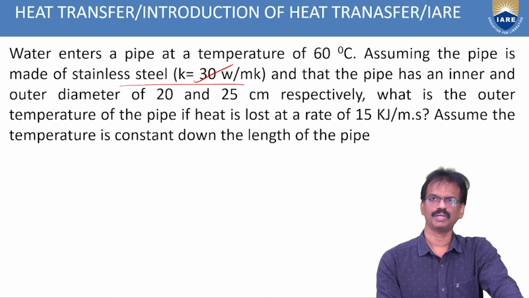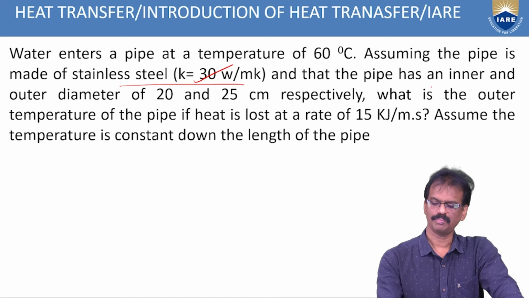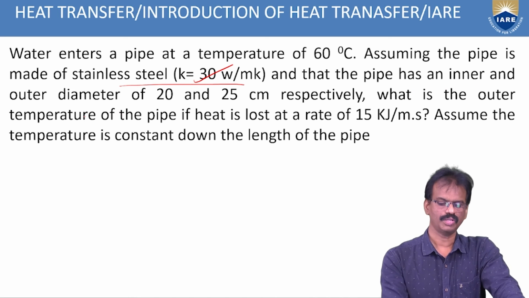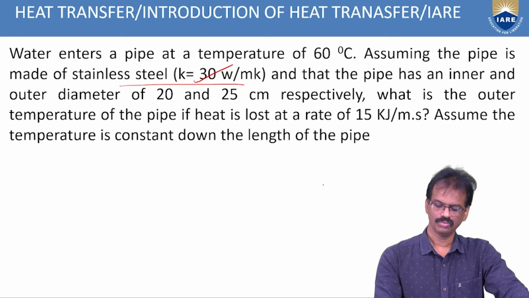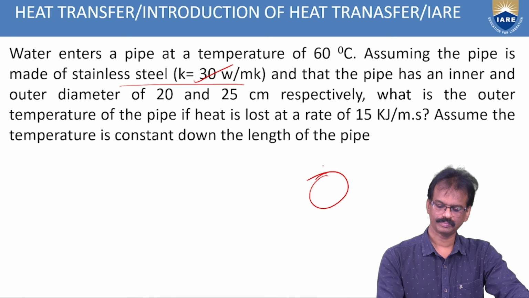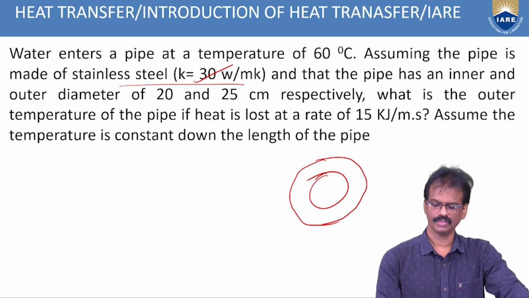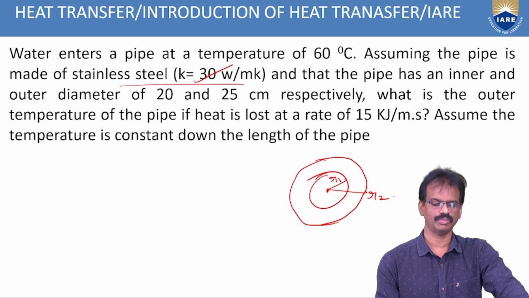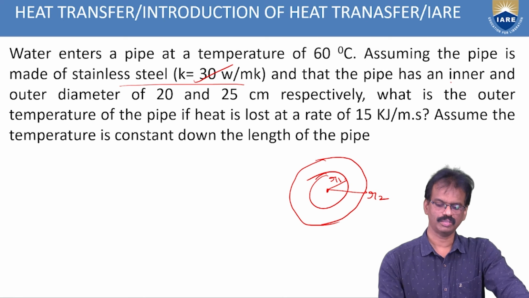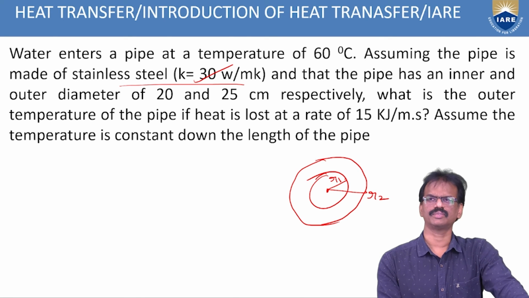Thermal conductivity of the pipe is also given, and that pipe has inner and outer diameters. So this is just like a pipe, and in the hollow space water will flow. This is the inner radius r1, outer radius r2. Inner and outer diameters are given, convert them into radiuses.